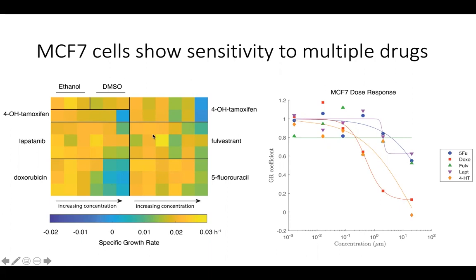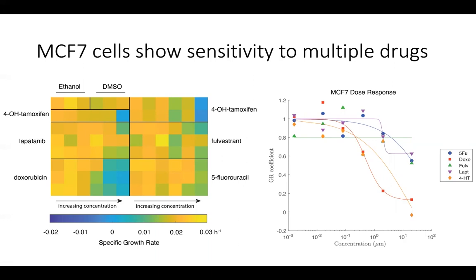And here, when we look, it's a little bit unclear whether or not they're resistant to fulvestrant, and when we look at the plot on the right, again, it's still a little bit unclear. So maybe there's some more work we can do there in order to clarify that particular drug. However, you can see when looking at the dose response curves that there is some effect on the cells from the 5FU as well as with the hydroxytamoxifen.